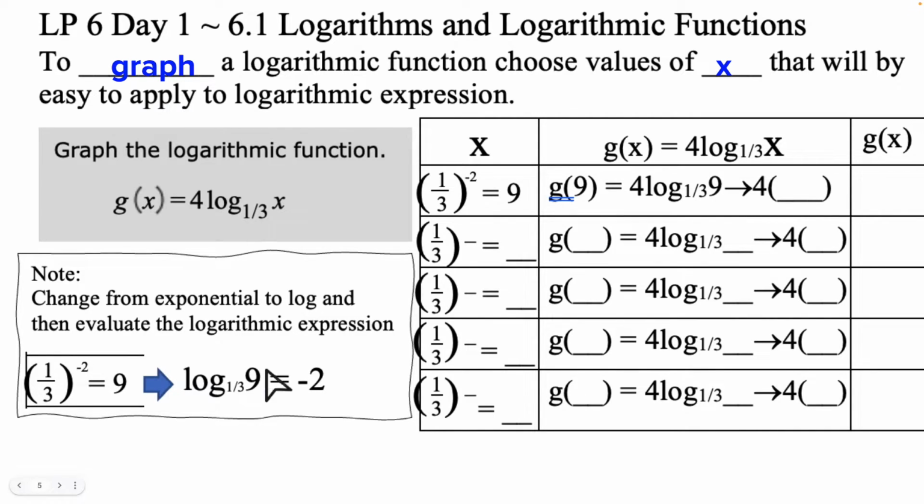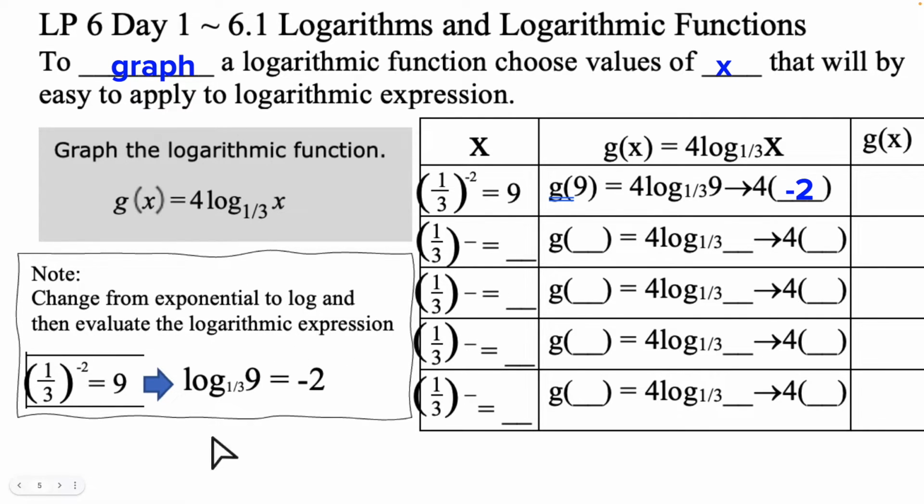So that's why on this first one I'm saying g of 9, I'm plugging in 9, and I have 4 with log base 1/3 of 9. Then I'm going to say that actually equals 4 times -2, because log base 1/3 of 9 actually equals -2, just like we saw down here.